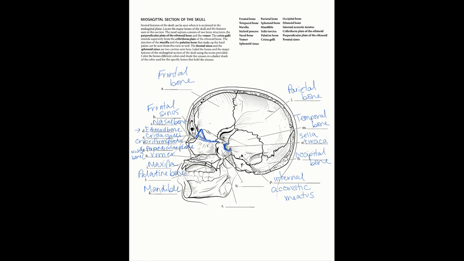Q is the sphenoid bone itself. And R is a hollow space within the sphenoid bone called the sphenoid sinus. So a sinus is a hollow space. All right. Bear with me, guys. One more to get through.